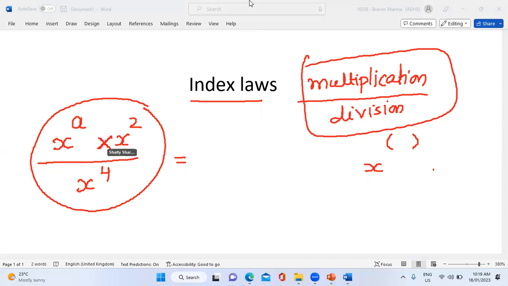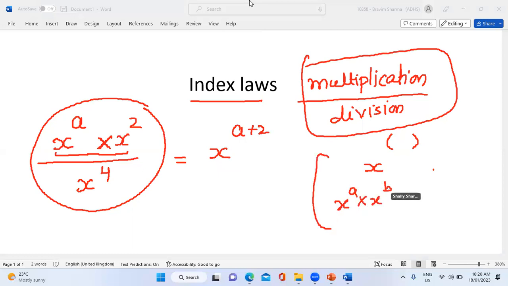Now it is up to you, because we have multiplication and division. You can apply any one of the laws, multiplication or division, first. I would prefer to solve the multiplication part first. As per that law, it will be x to the power of a plus 2. You can mention here that you applied this law of multiplication of indices, that it will be a plus b here. And then it is divided by x to the power of 4.